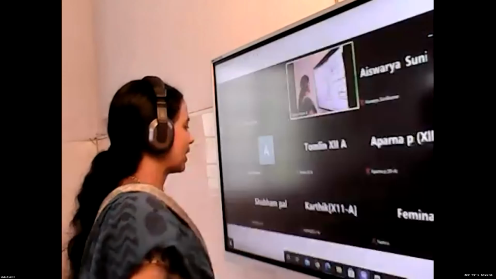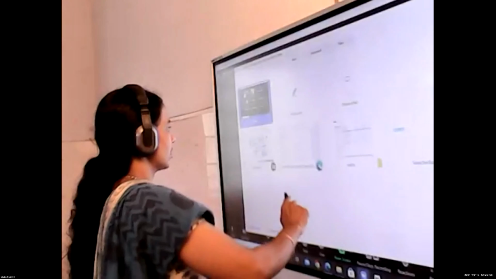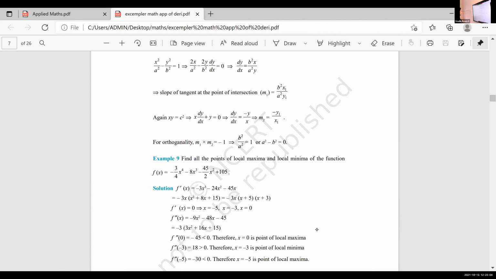Now let us check the answer. This is from the NCERT exemplar. Look at the condition here. It is given A square minus B square is equal to 0.